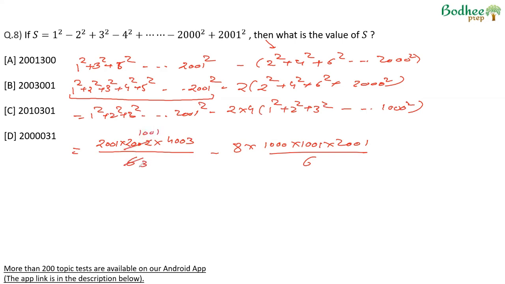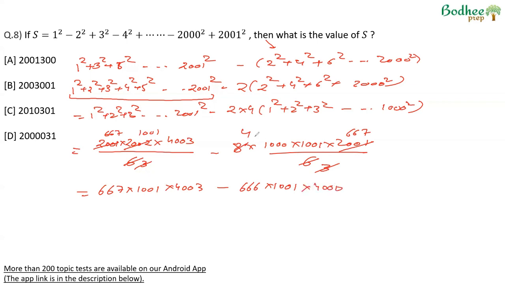1001, 3, 3, 6 are 18, 20, 667. This will be 667 into 1001 into 4003 minus 2 2s are 4, 2 3s are 6. This will be 667 minus 667 into 1001 into 4000 into 4 into 1000. This is 667.